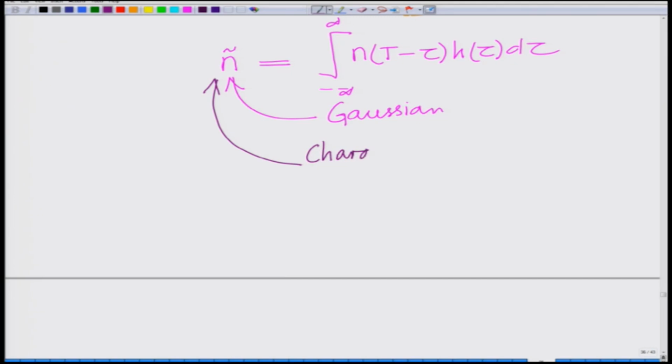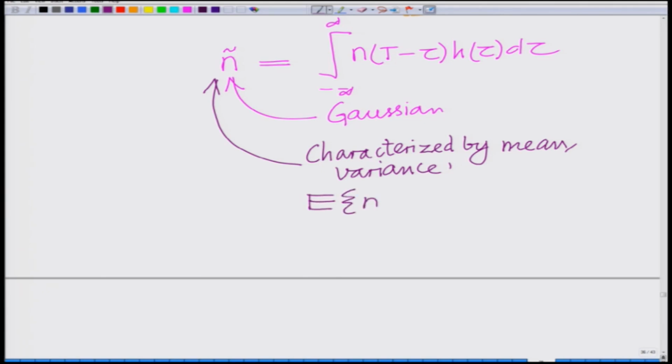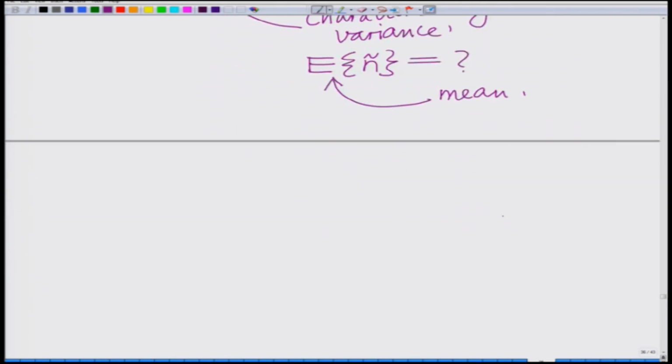Any Gaussian random variable is characterized completely by mean and variance. Now, let us ask this question: what is the expected value of n tilde? What is the mean? The expected value is nothing but the average, or basically the mean. What is the expected value of n tilde?